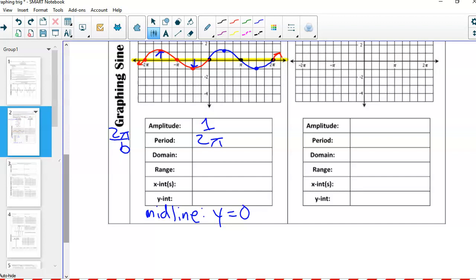What's our domain? All real numbers. And then our range? Negative 1 to 1, because it's not going past those 2 values. And those are included because it is touching both.